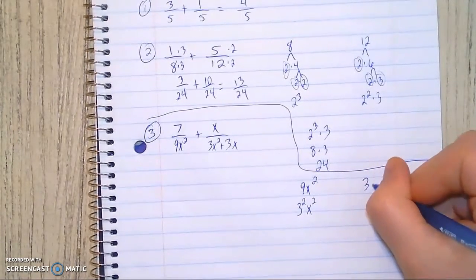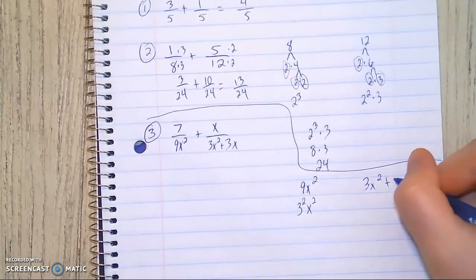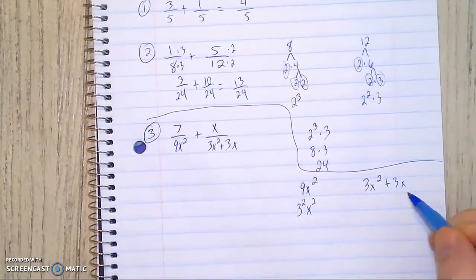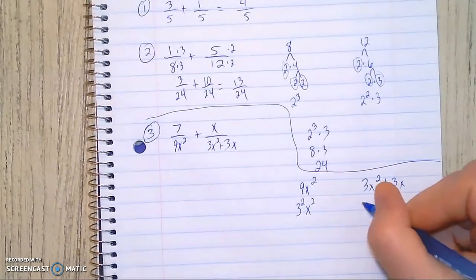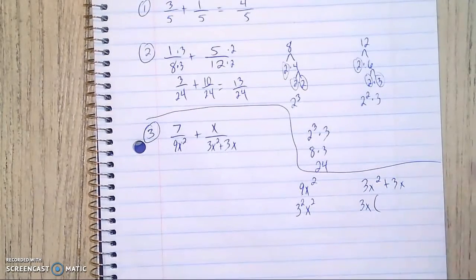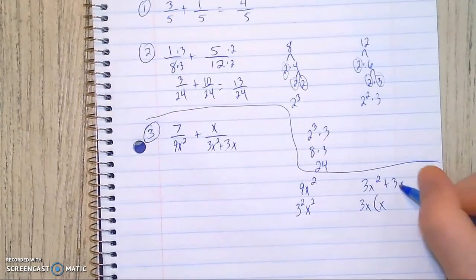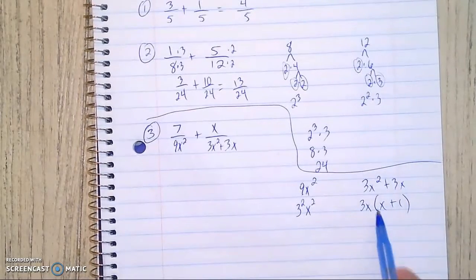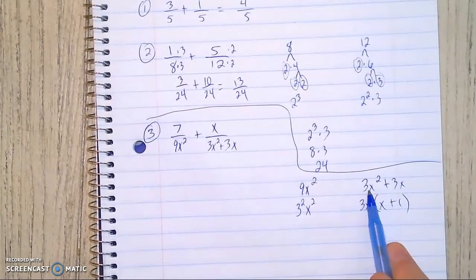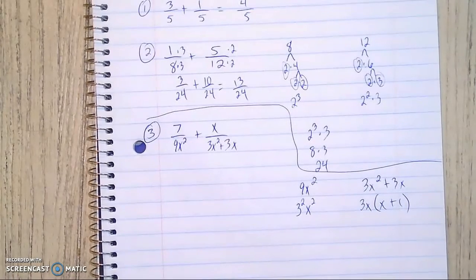On the other hand, the other denominator, 3x squared plus 3x, I can factor a 3x out of there, and that's going to leave behind an x plus 1. You can check that 3x times x is 3x squared, and 3x times 1 is 3x.